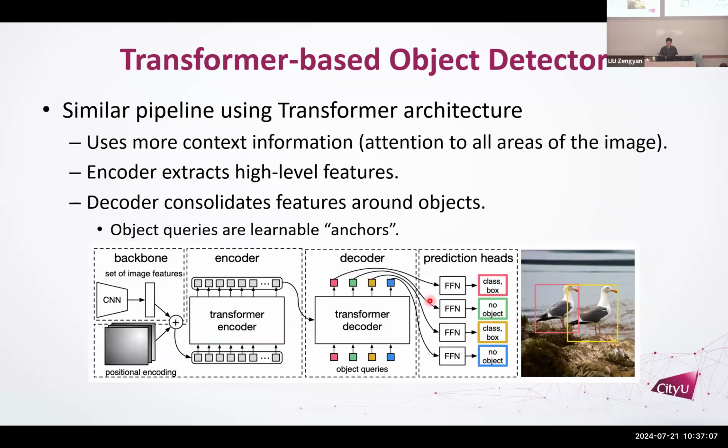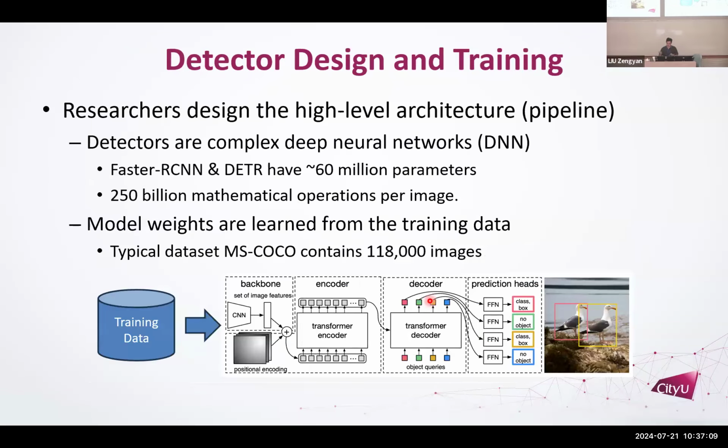Okay, so of course, to train these models, we use a lot of data. We use a big dataset of maybe 100,000 images. That's the MS COCO dataset. Okay, and these deep neural networks are actually quite large. So this DETR model has around 60 million parameters. Okay, and if you calculate how many actual operations it does, it's 250 billion mathematical operations per image to just tell you where those objects are.